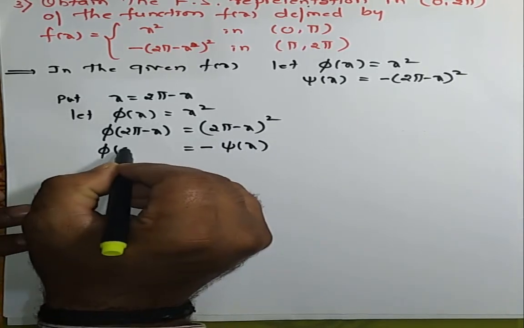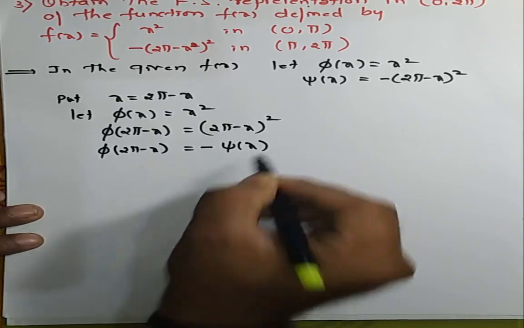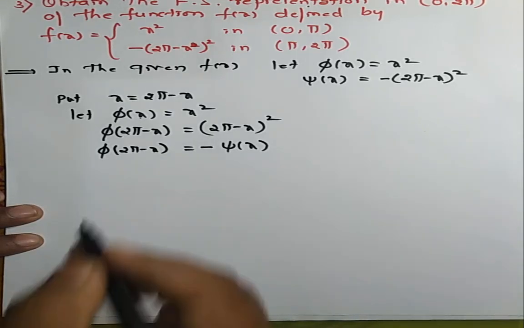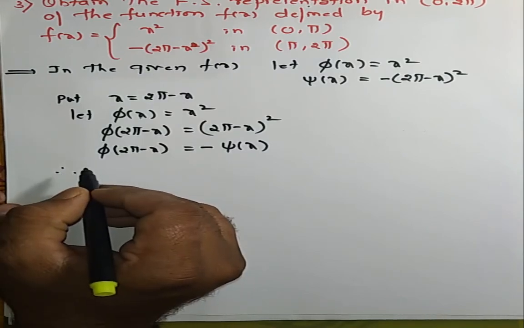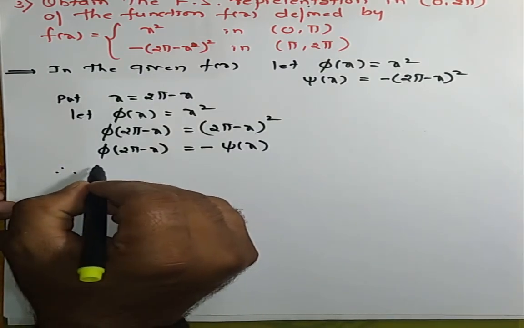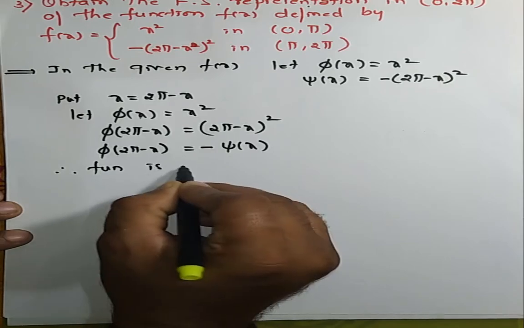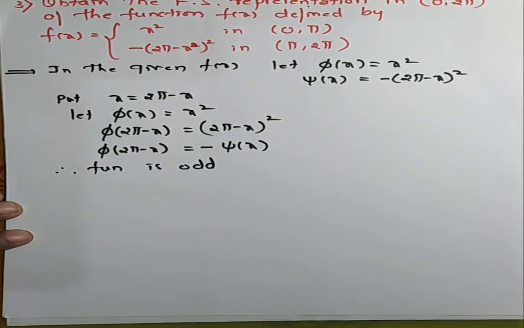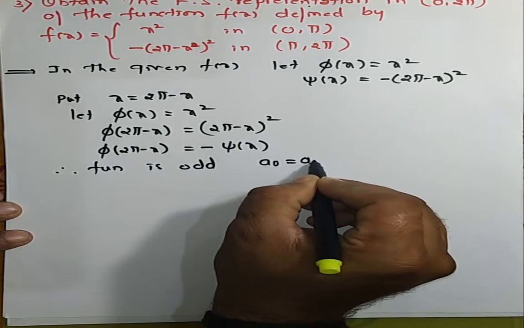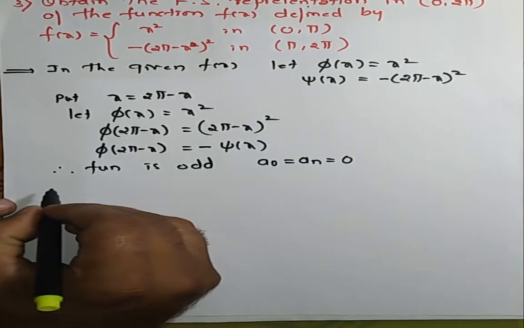The phi of 2 pi minus x is equal to minus psi of x. So therefore the function is odd. If the function is odd, so therefore a naught and an become 0. You need to find only bn.